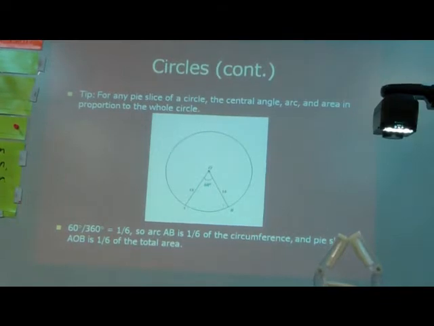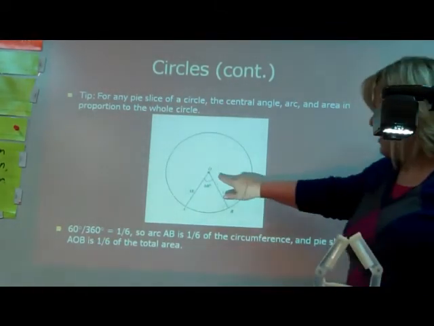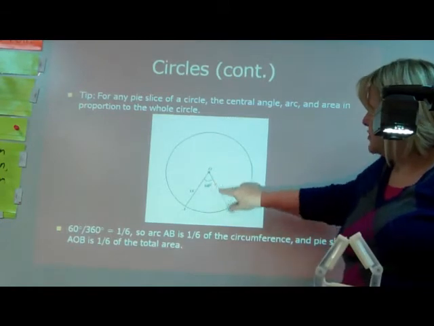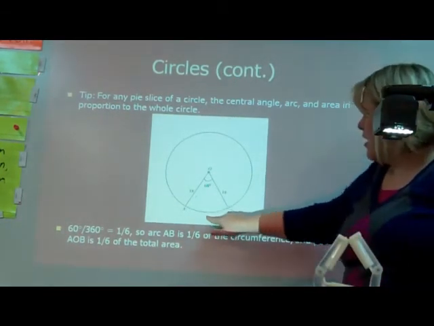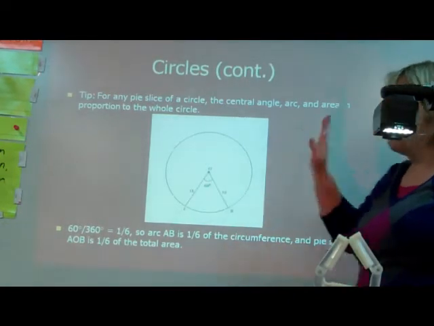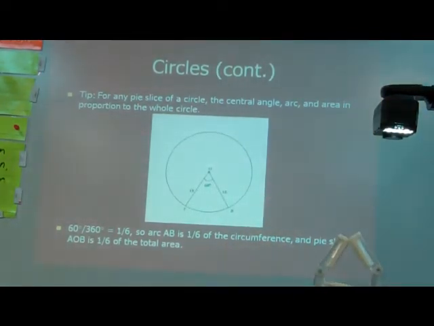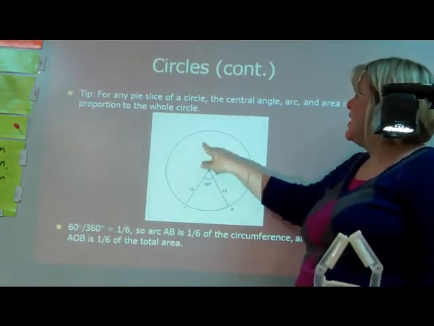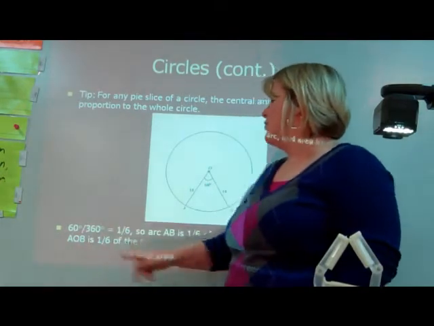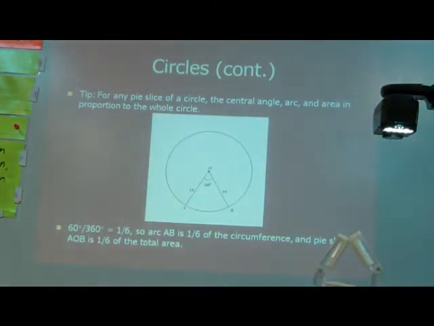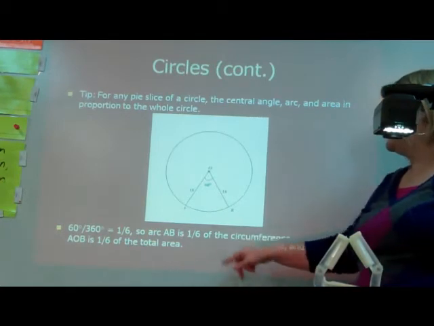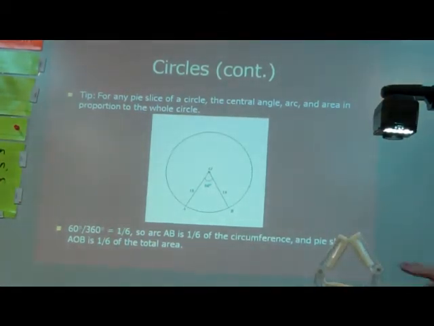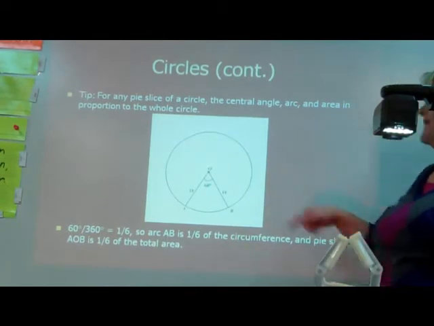Alright, so for any pie slice of a circle, so anytime you see a little slice of a circle, it looks like a slice of pie. The central angle, that's this angle in here where the arc touches the center of the circle, the arc and the area are all in proportion to the whole circle. So for example, in this case, the central angle is 60 degrees. That's 1/6 of a circle, because 60 out of 360 would be 1/6. So that means that this arc would be 1/6 of the circumference, and this slice of this pie would be 1/6 of the total area.